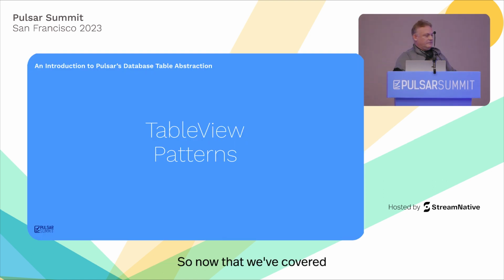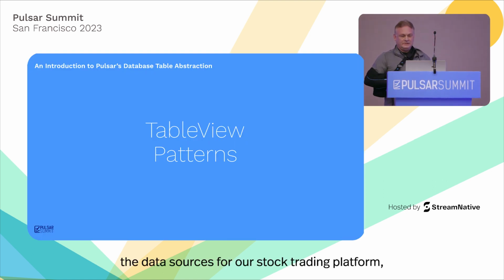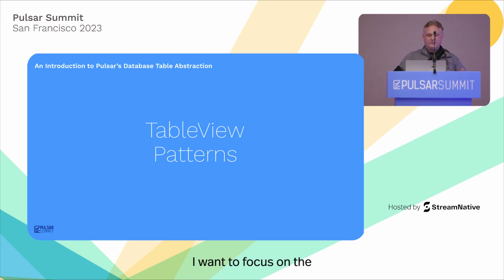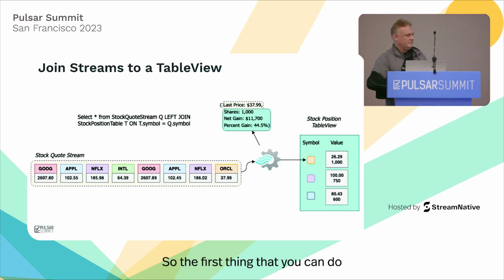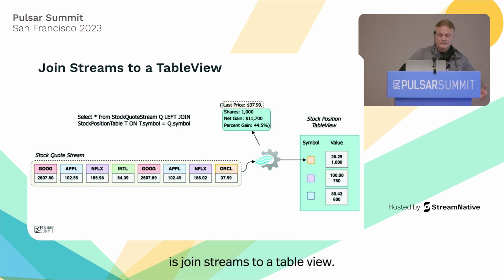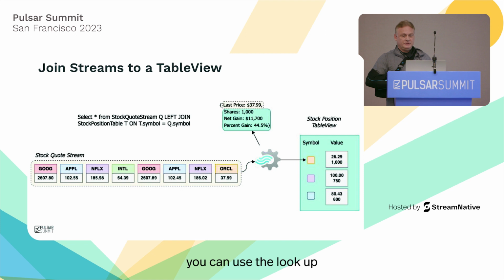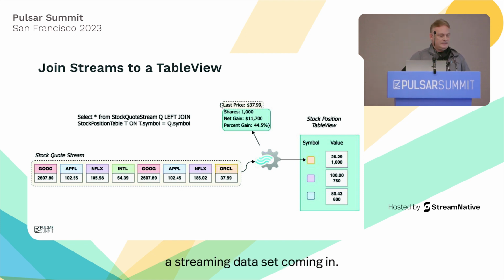So now that I've covered the data sources for a stock trading platform, I want to focus on three different usage patterns for this table view consumer, in the context of how you look at it as a traditional database structure, right? So the first thing that you can do is join streams to a table view. For data enrichment purposes, you can use the lookup capabilities on a table view to augment or enrich a streaming data set coming in.